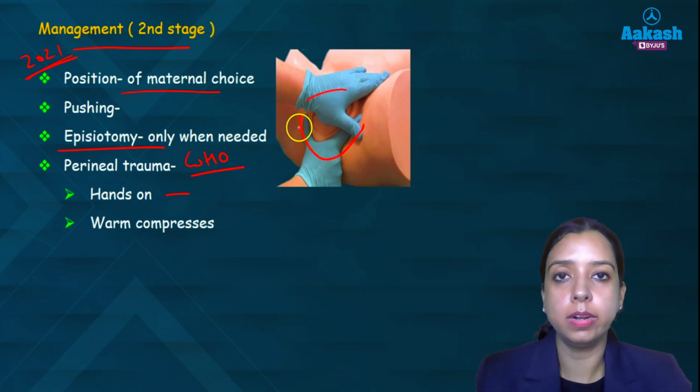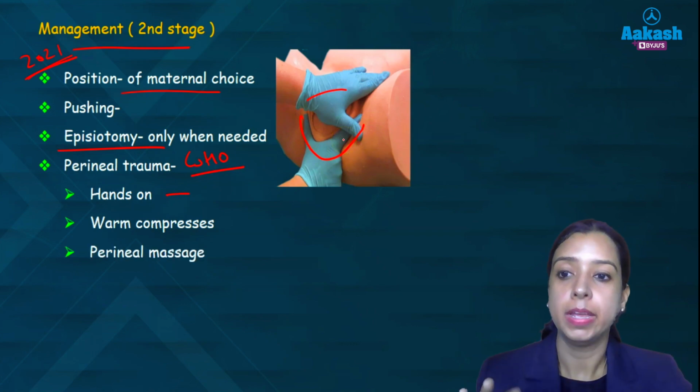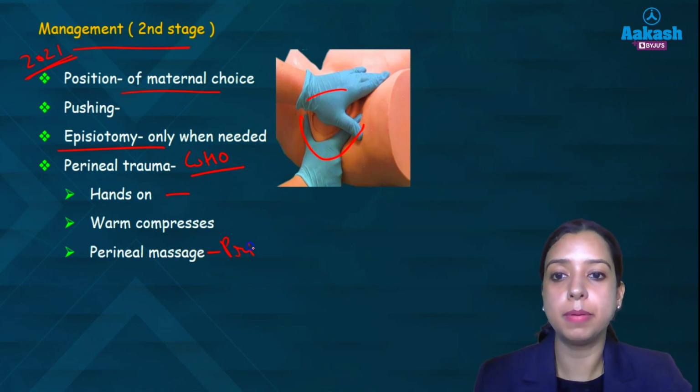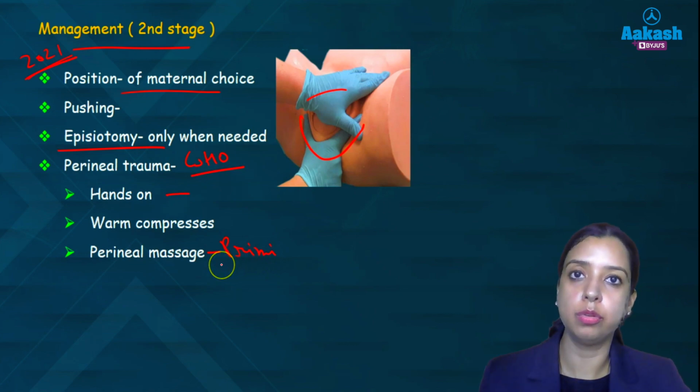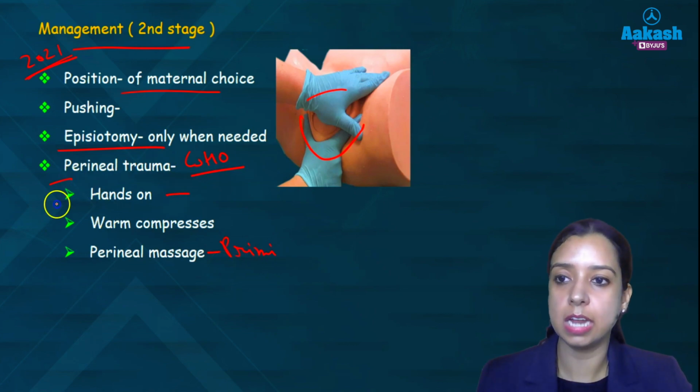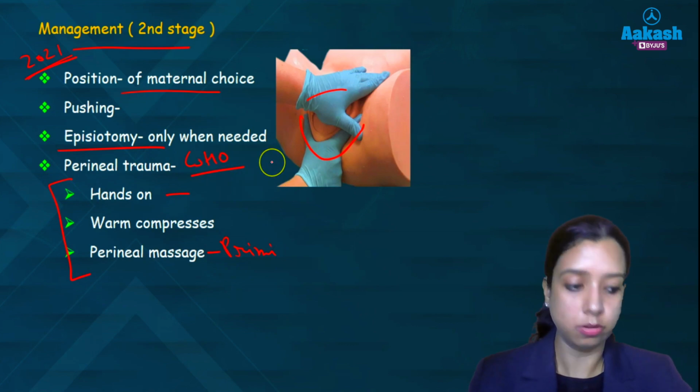So you put warm cloth around the perineal area, leading to softening of muscle and less perineal trauma. Next is perineal massage. Perineal massage is important in a primigravida patient, started from the last trimester and continued during labor. So these are the 3 steps devised by WHO to prevent perineal trauma.